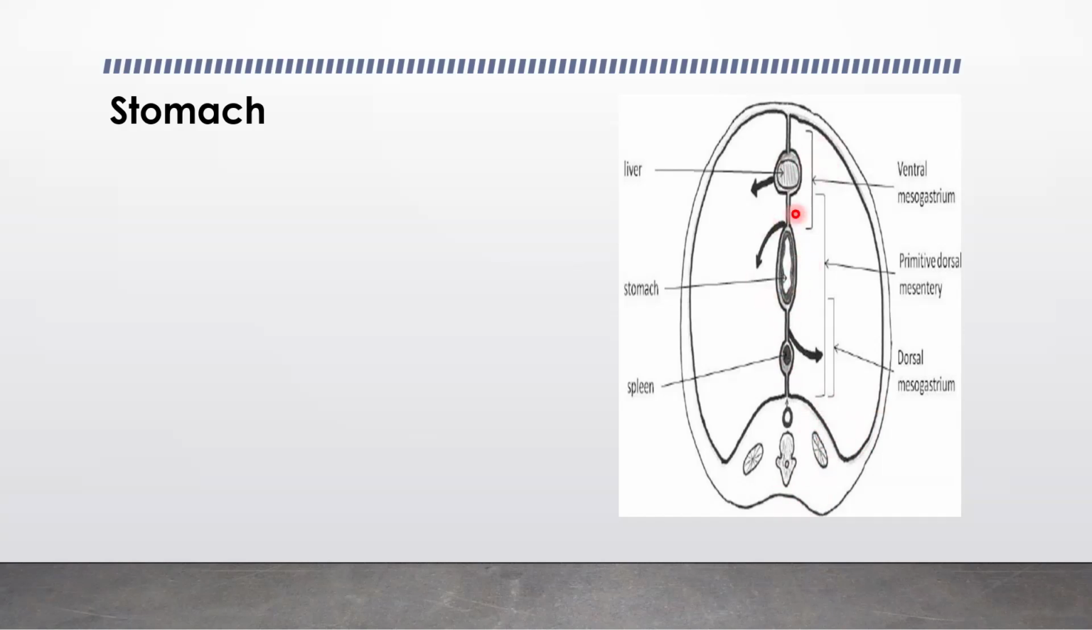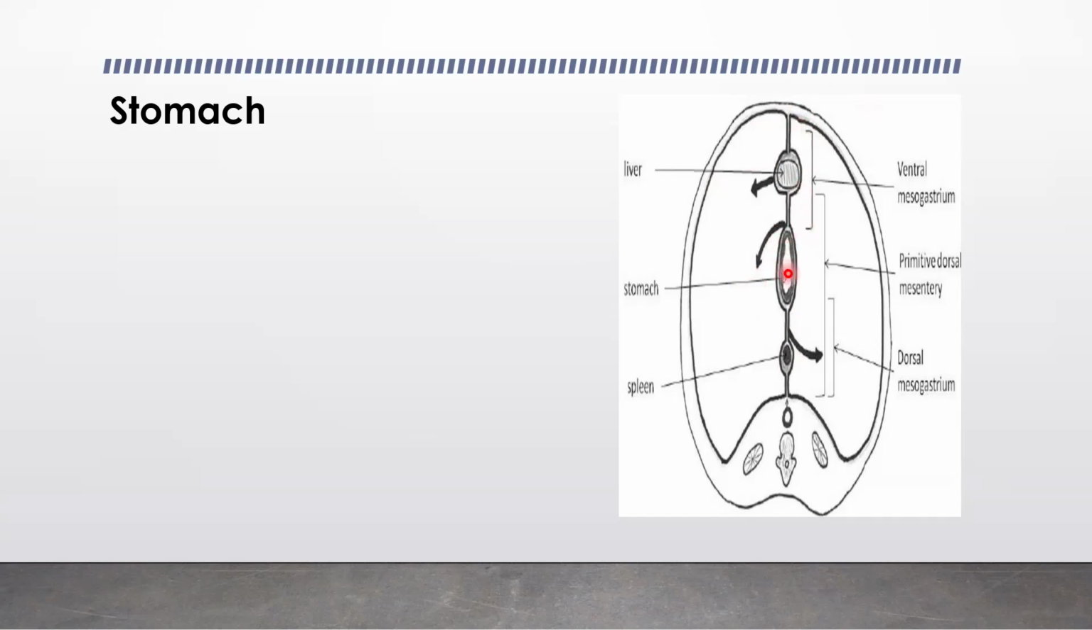So we have the kidneys here. We have the liver, the stomach, and the spleen. At this point, they are developing inside this visceral part of peritoneum. So anteriorly, you have the stomach here.